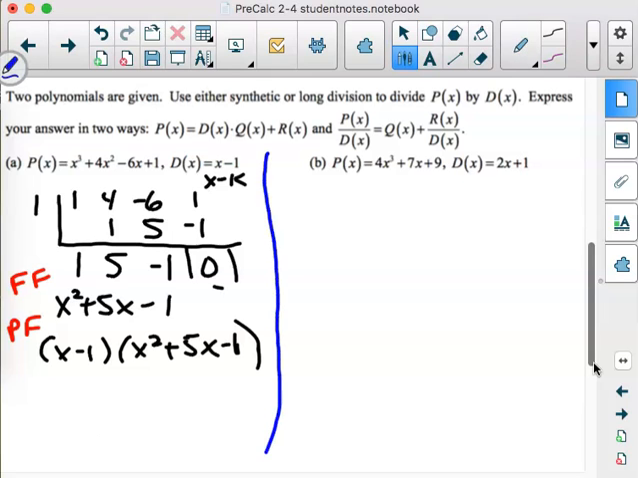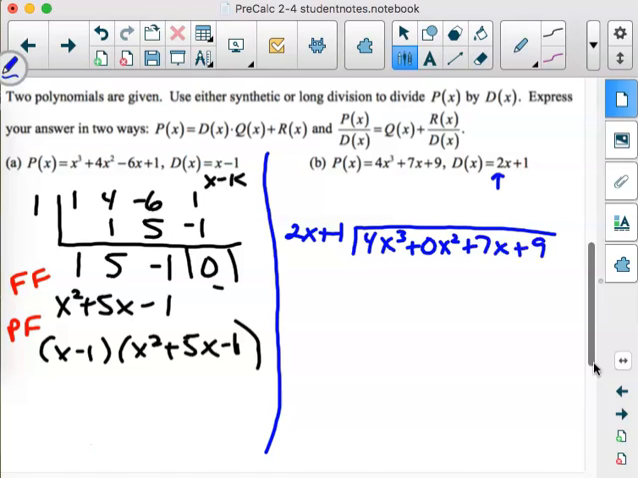I go to B. P of x equals 4x cubed plus 7x plus 9. My divisor this time is 2x plus 1. Rats! I can't use synthetic for this one, and that's because of that 2 out in front of there. So what I have to do is long division with this one. So 2x plus 1 divided into 4x cubed. And I notice there's no x squared, so I'm going to put a 0x squared in there.